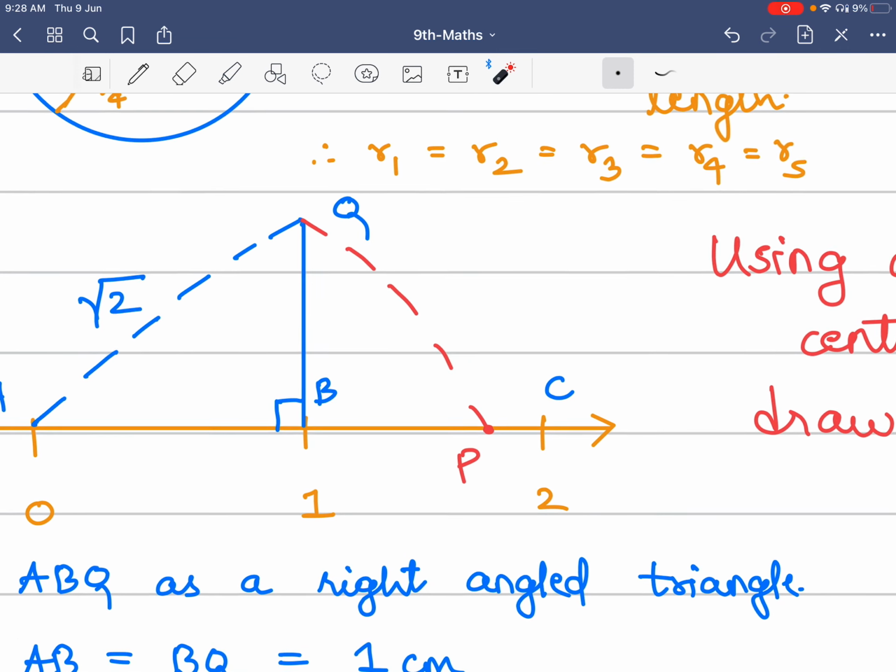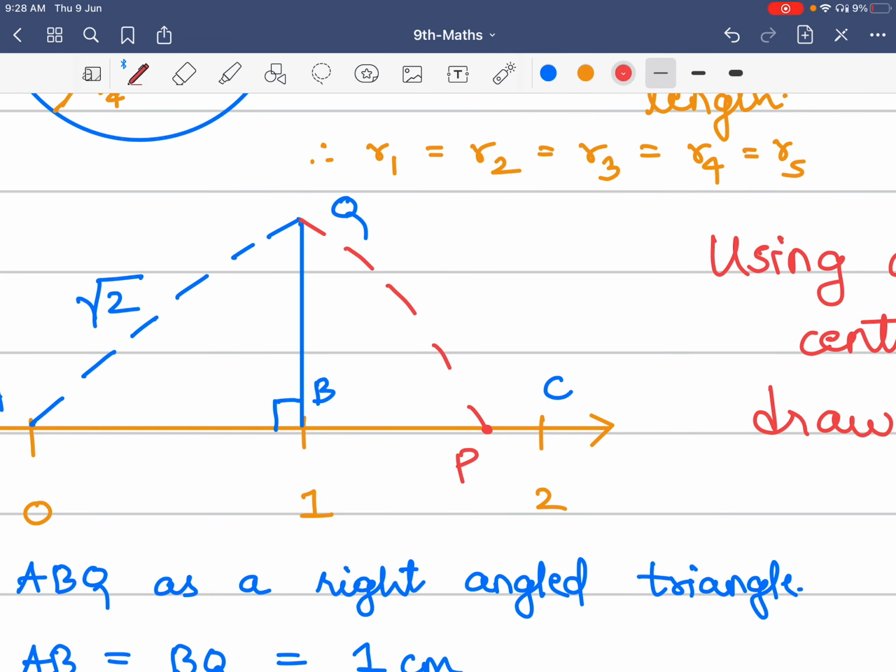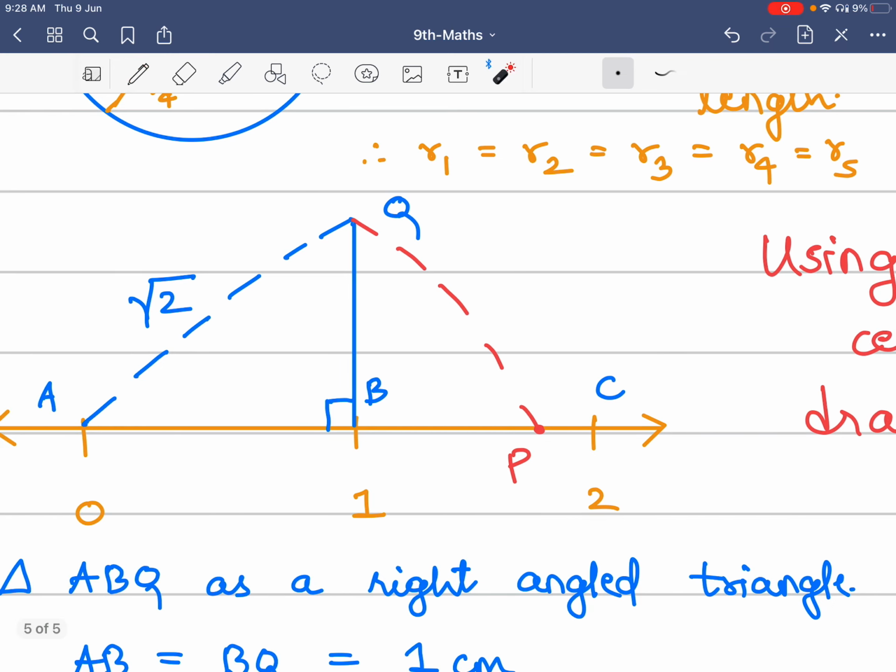So I'm going to write it down. The way we have this point 0, this point 1, this point 2, this point is where our root 2 exists. So this is root 2 on the number line.